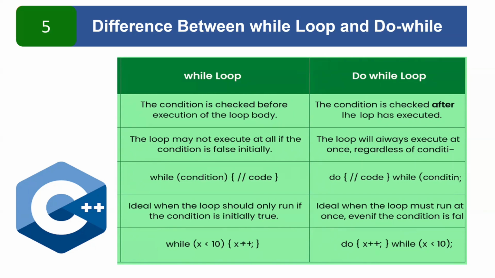Basic structure of while loop: while condition, curly bracket, code, then closing curly bracket. And do while loop: do, then code, while condition is last. While loop is ideal when the loop should only run if the condition is initially true. Do while loop is ideal when the loop must run at least once even if the condition is false. The basic structures of while loop and do while loop are also given below.